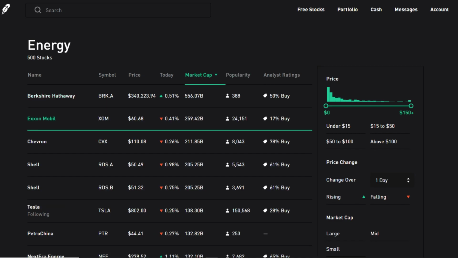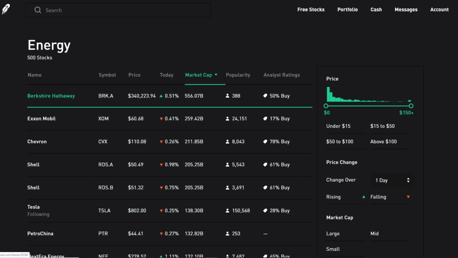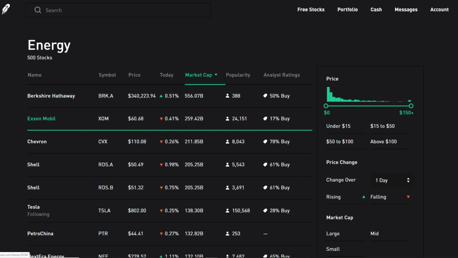Again, those numbers aren't necessarily key because I think some Robinhood investors, I don't necessarily say they're the best investors, but let's sort this by market cap. So they're going to go ahead and put Berkshire Hathaway there, obviously just because they have some energy stocks in their portfolio, which makes sense. But let's look at the real key players here. You have ExxonMobil, $60.68 a share. Right now only has 17% buy analyst rating, but a market cap of $260 billion, the largest market cap in terms of the stocks that are trading here.